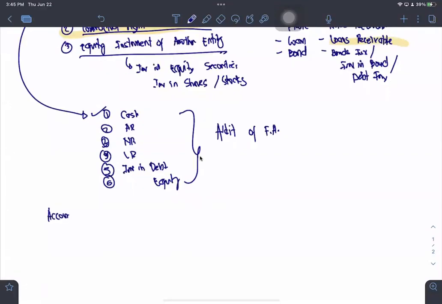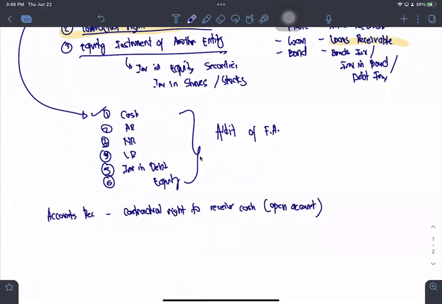So for accounts receivable, this type of receivable is a contractual right to receive cash, but it is based on an open account. So we define accounts receivable as a contractual right to receive cash, but it is an open account. Now for accounts receivable, as we said, we need to know the recognition. So how do we recognize your accounts receivable?